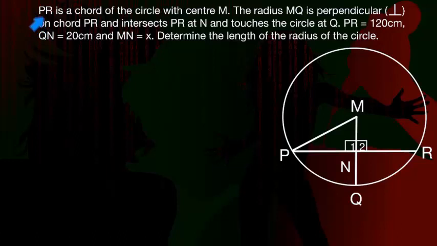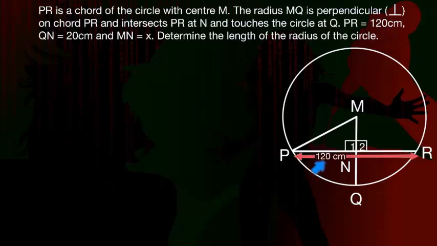So here we go. PR is a chord of the circle with center M. So here is our chord and the center of our circle is here at M. The radius MQ is perpendicular on chord PR, and it also intersects PR at N. So this point of intersection is called N and touches the circle at Q. And then PR is equal to 120 centimeters.